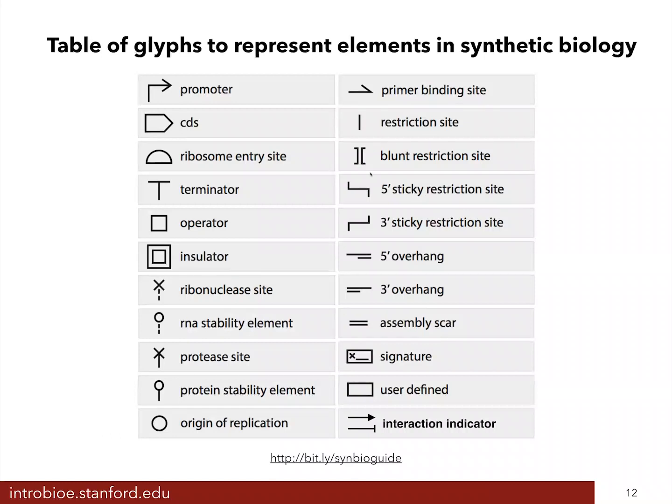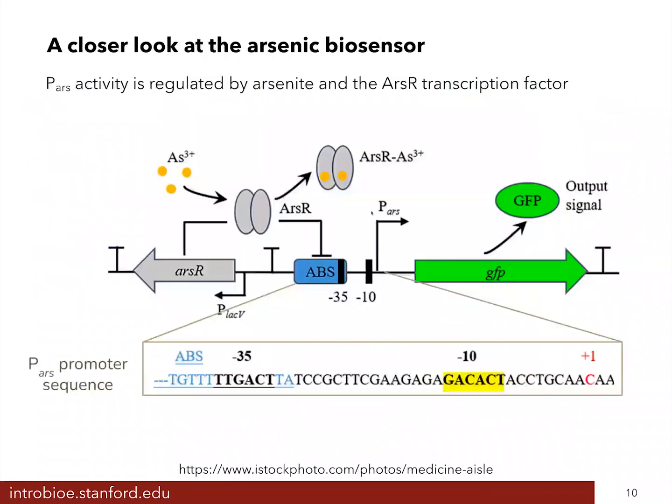You can imagine maybe sending a sequence of DNA from one person to another, but it can take a while to figure out exactly what that sequence is encoding. And instead, if you send something like this, where the promoter is represented not as the sequence, but as this bent arrow, and the gene is represented not as the sequence, but as this kind of arrow, then you can get a quick understanding of what it is that the engineer was trying to do.